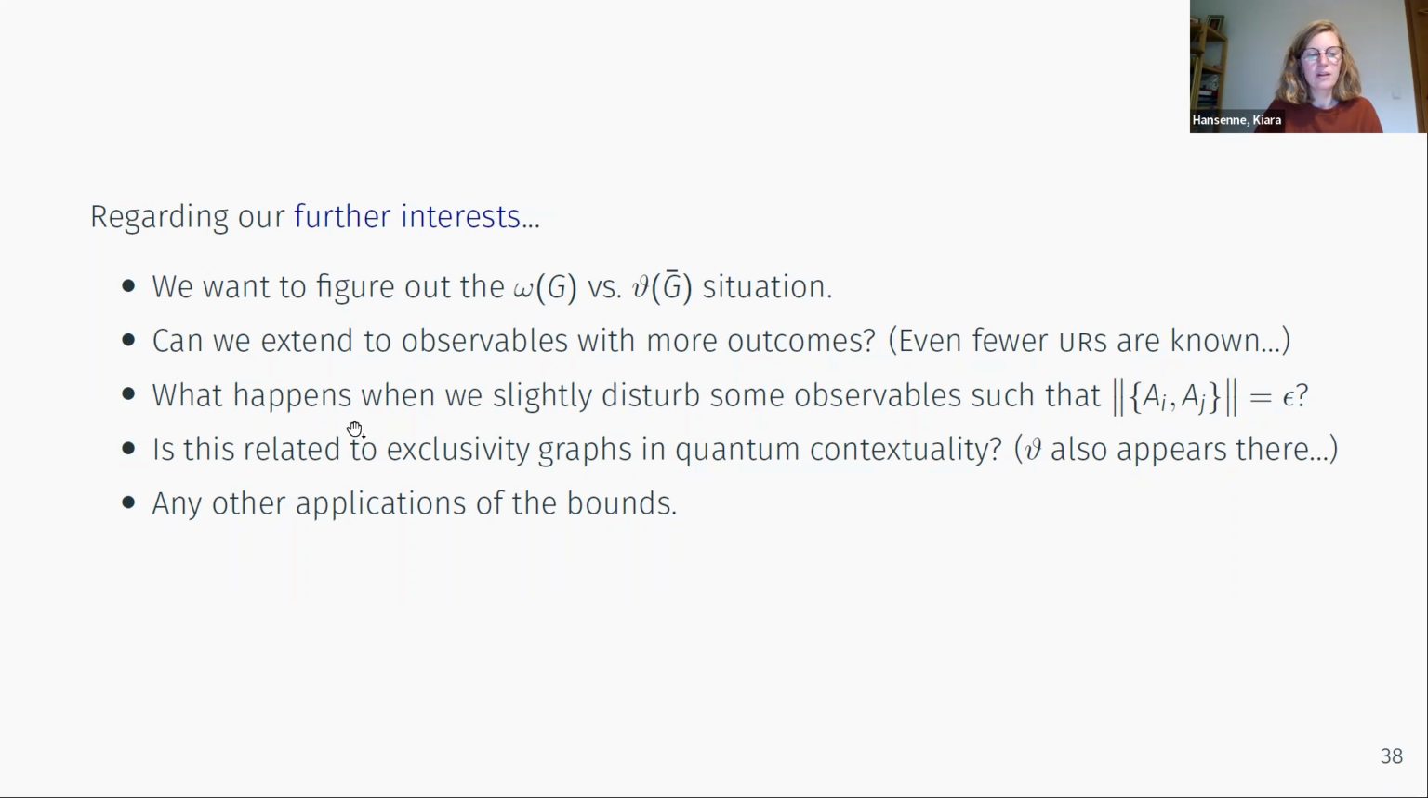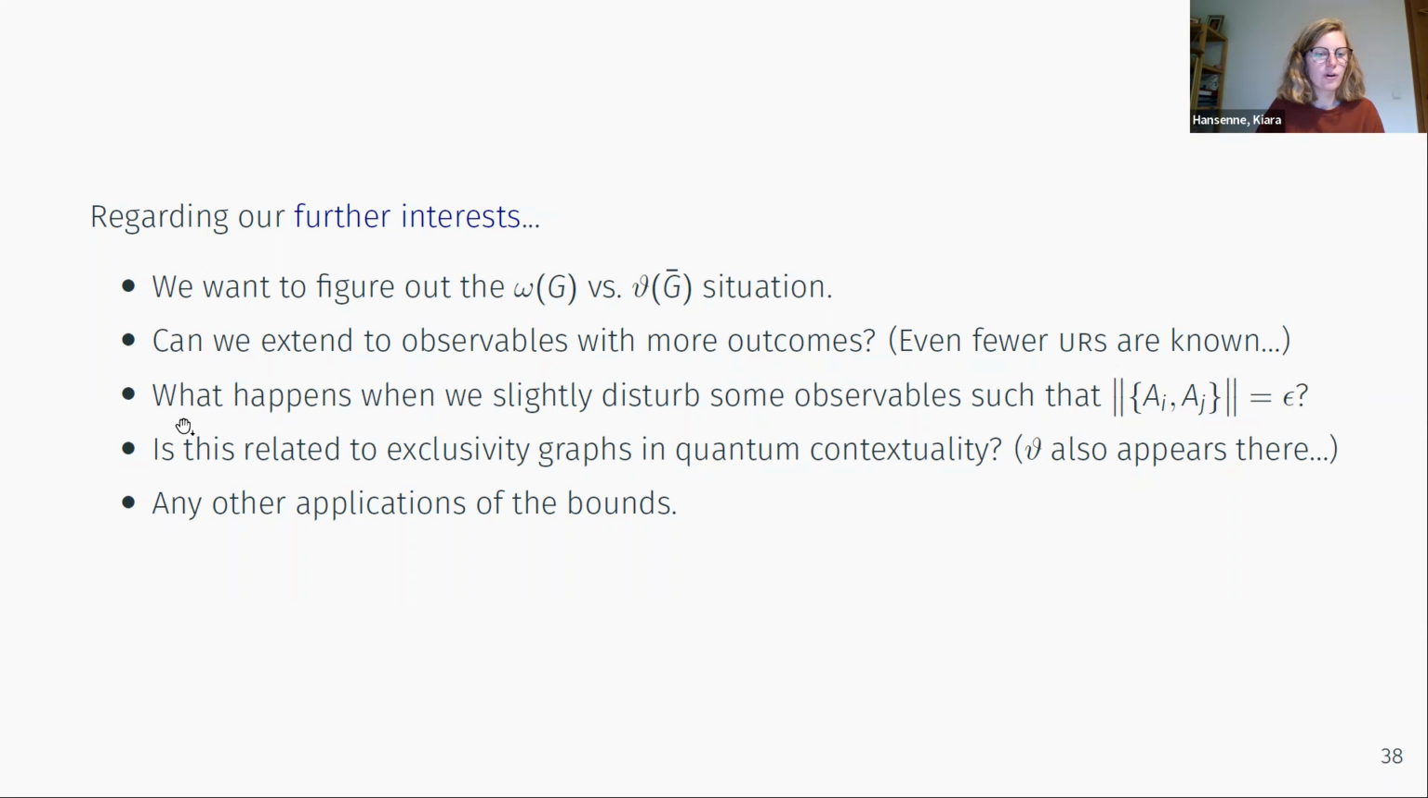Then, on the more practical side, we would also like to see what happens to our bound if our measurements are not perfect, meaning the observables don't exactly anti-commute, but something close. So that's on the more practical side. We would like to know how our bound evolves if we have something like this.